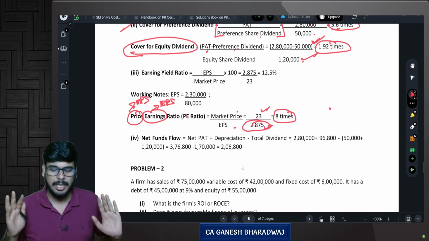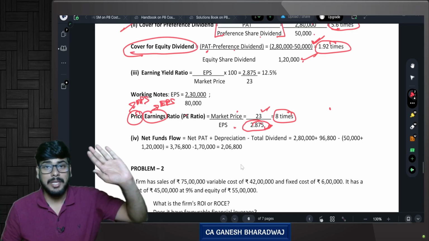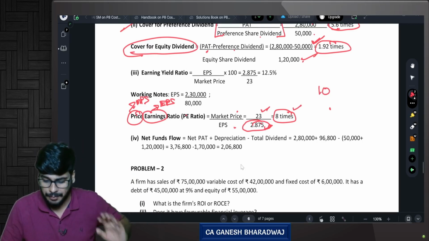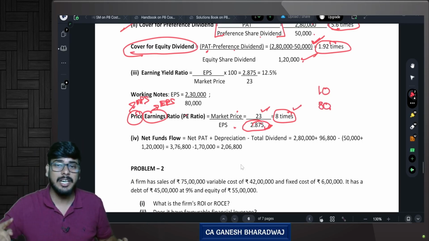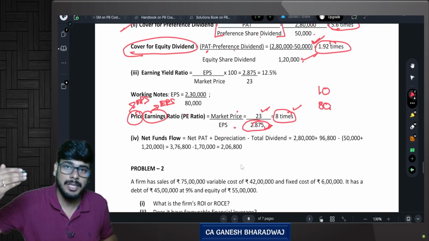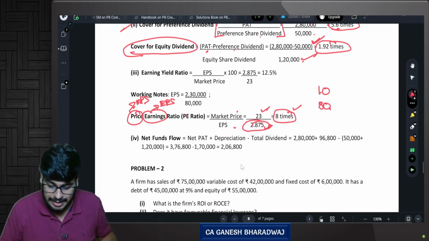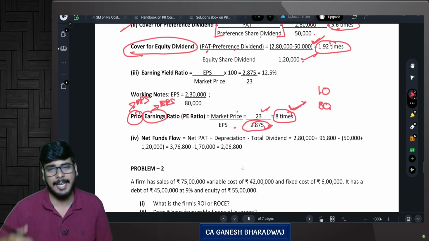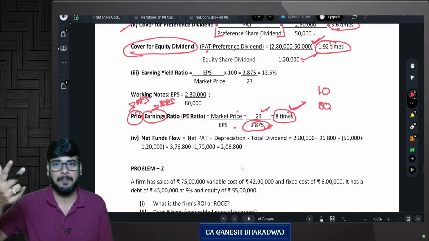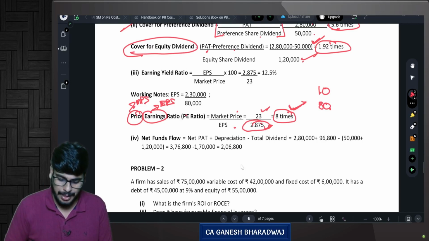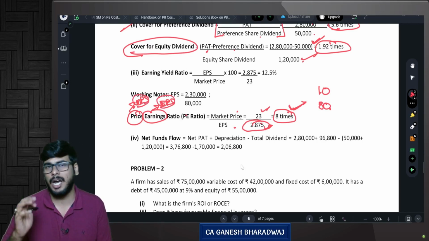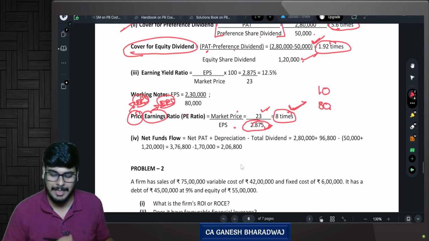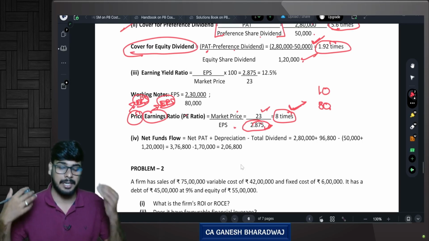So the meaning of the price earnings ratio in this case is, let's say my EPS is 10 rupees, then my market price of the share is going to be 80 rupees. So generally, my market price is 8 times the earnings per share. Are you clear with this? In this case, it is 8 times. It can be any number of times. This is basically a multiplier. That is, it expresses a relationship between the market price per share and the earnings per share. This is called the price earnings ratio. Some people even call it the price earnings multiple.